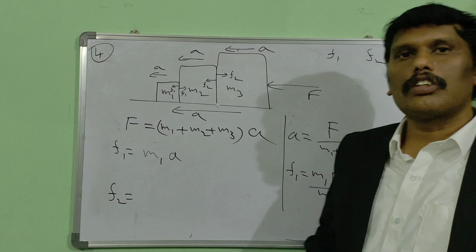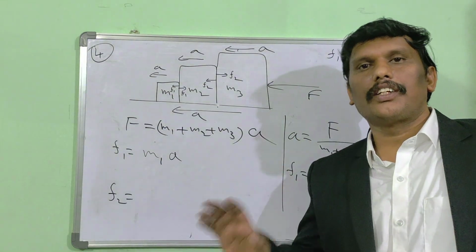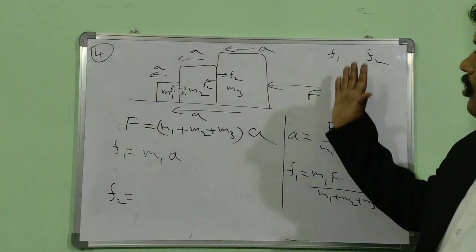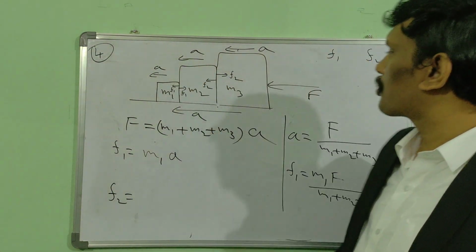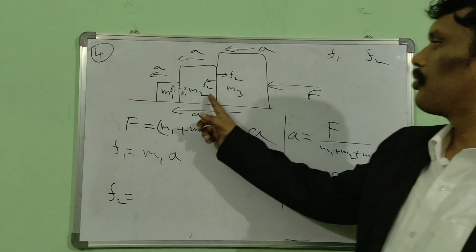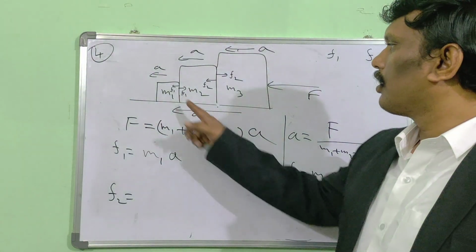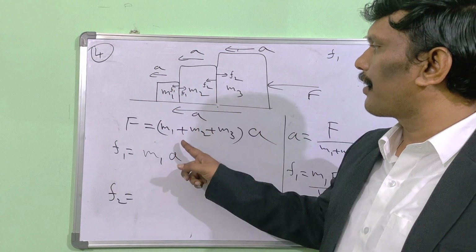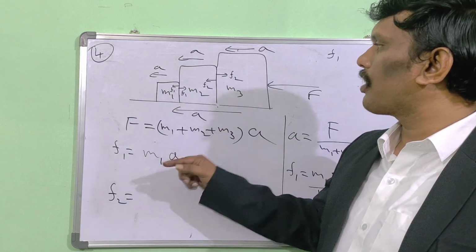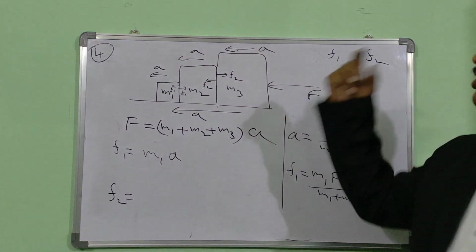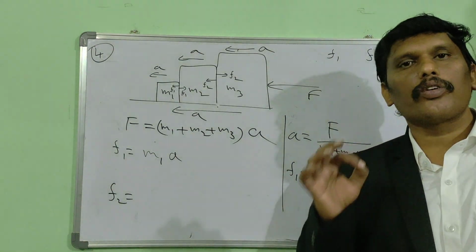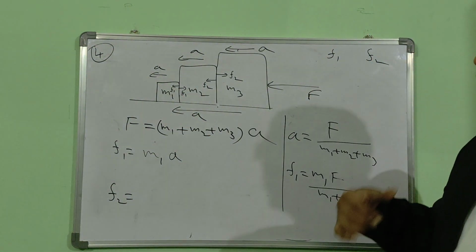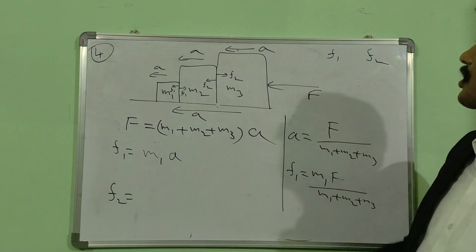This is the trick to solve the problem in less than 30 seconds to save the time in NEET and IITs. Observe. If I am going to consider this force, how many masses are pushed by this force? 1, 2, 3. That's why I wrote here. If I am going to consider F1 at the first contact, I need to consider F1 in the direction of applied force. That is the most important thing.